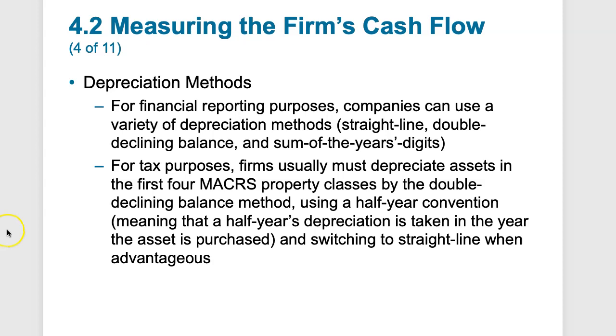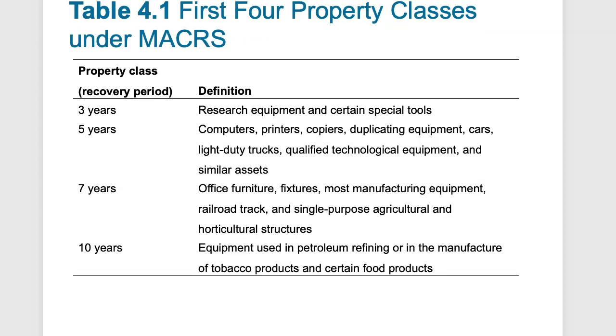Now, companies can switch back and forth, but they have to have a rationale and consistency when they're moving between depreciation schedules. Here are the typical 3, 5, 7, and 10 years, and they give this definition. Certain tools and equipment are 3 years: computers, printers, copiers. Technology equipment is usually 5 years; furniture, fixtures, equipment, railroad track, 7 years; and then petroleum refining, manufacturing, and tobacco products. These are just some examples of different asset classes, and the IRS will provide a more detailed list of what assets fall under what recovery period.